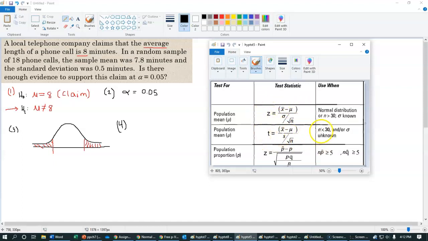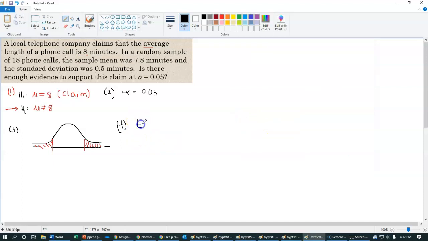See, look what it says here. When do you use the T formula? When the sample size is less than 30, which in our case, the sample size is 18, and or the standard deviation of the population is not known. I don't know that. So I'm using this formula: T equals X bar minus mu divided by S over square root of N. I need to plug in the formula. Who's my X bar? That's the sample mean, which was 7.8. Subtract the mean mu, which is 8, that comes from the claim.